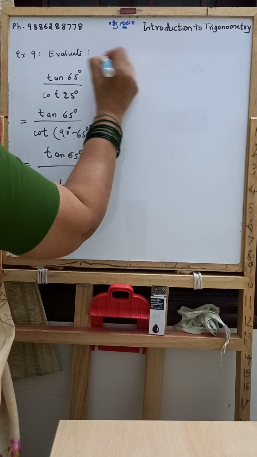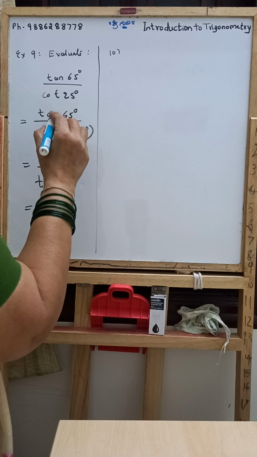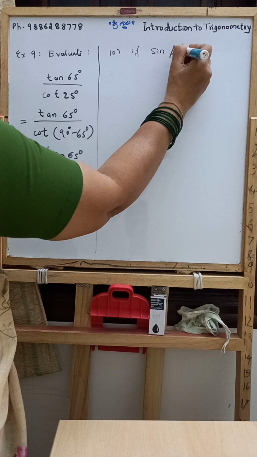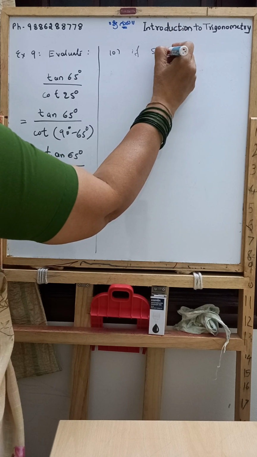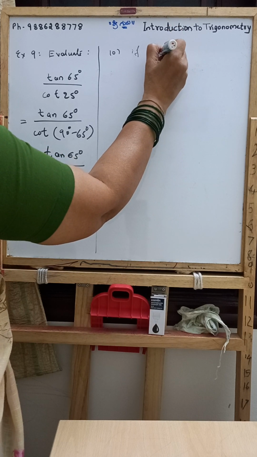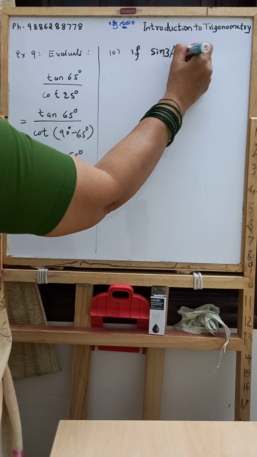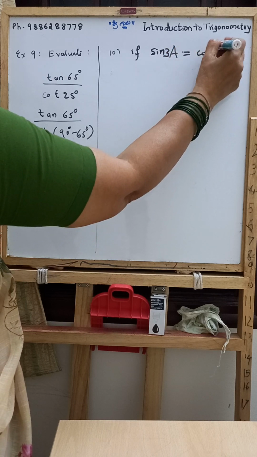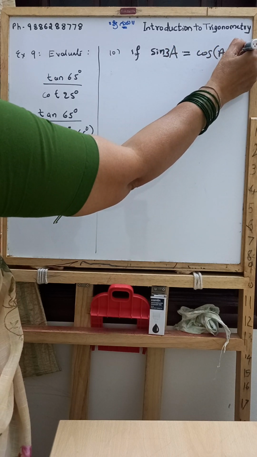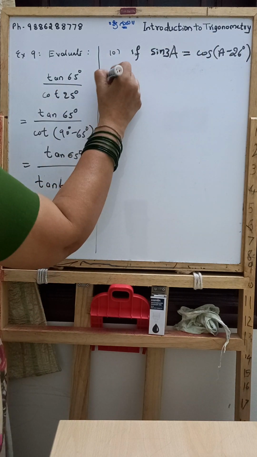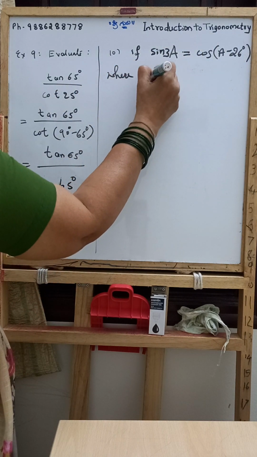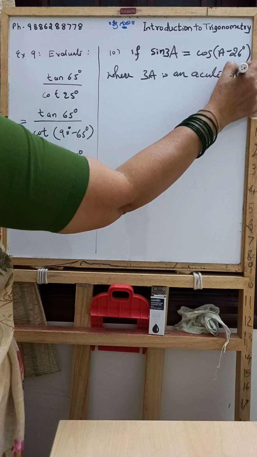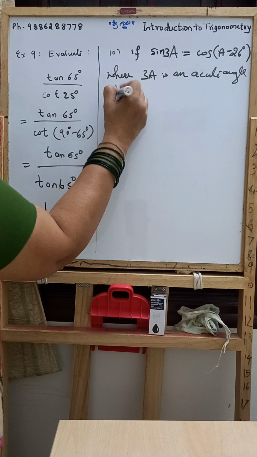And another example, example 10. If sin 3A is equal to cos of A minus 26 degrees, where 3A is an acute angle, find the value of A.